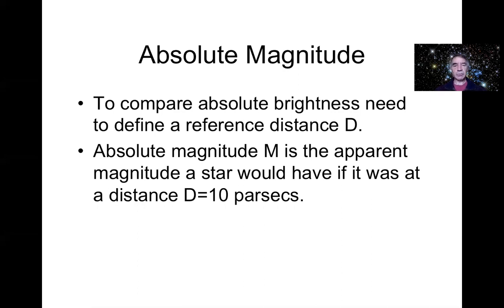But you see this time and time again when you look at lists of properties of different types of stars that we will see during the module. You will see lists of absolute magnitude, and that's the way it works.